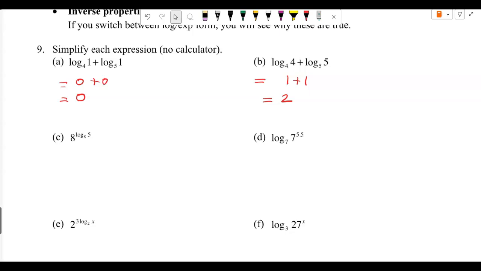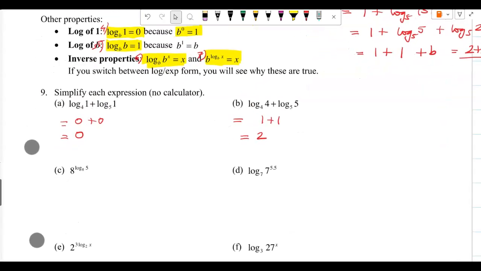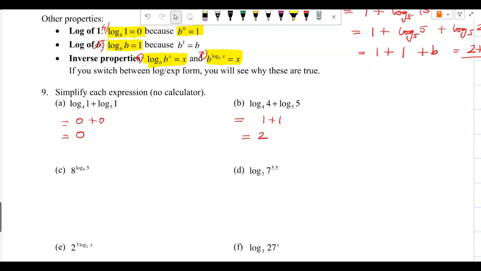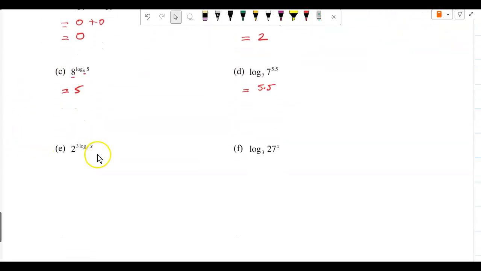Can you go up a bit? I just want to see the rule again. This base and this base are the same, correct? So you utilize the inverse property, they cancel each other. Next, the bases are the same again. So the answer is 5.5.